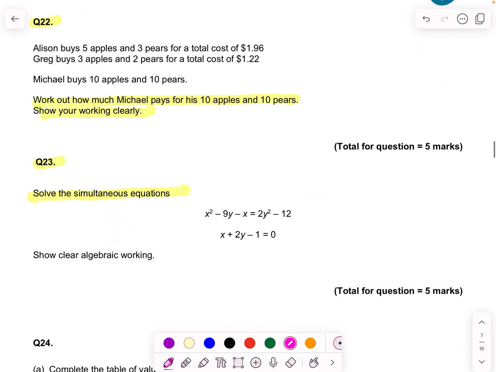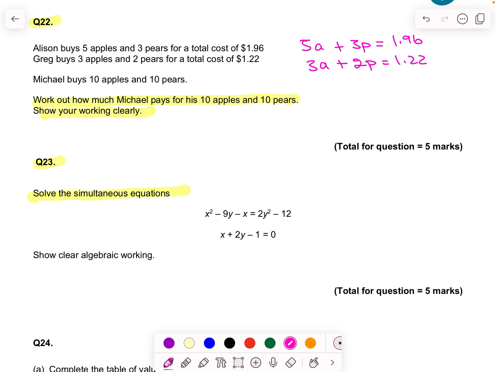Right, let's go. So we've got here, this is clearly going to be a simultaneous equation question. So let's go straight into it. Alison buys 5 apples plus 3 pears for a total of $1.96. And Greg buys 3 apples plus 2 pears for a total of $1.22. Michael buys 10 apples and 10 pears. Work out how much Michael pays for his 10 apples and 10 pears.